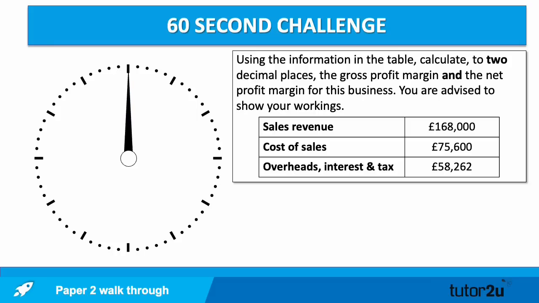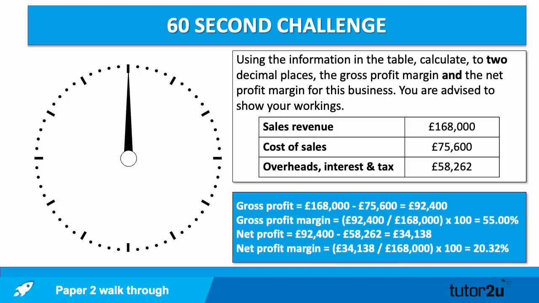So hopefully, again, you've completed those two calculations. Let's take a look at the answer. So the question was, using the information in the table, calculate to 2 decimal places the gross profit margin and the net profit margin for this business. You're advised to show your workings.